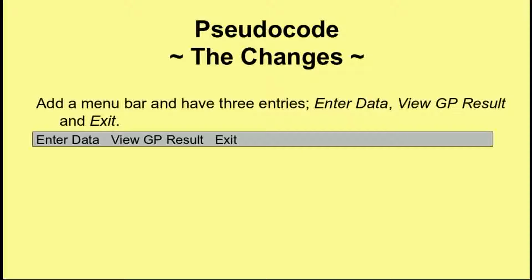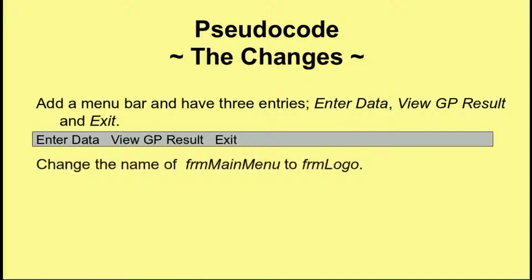Well, let's have a little think, because now I come to think of it, there are things that need to change. For example, we've missed out the exit. There's no way out of our program. And it's sensible to put the exit in a menu bar. And if we're going to put the exit in the menu bar, shouldn't we have a method of getting to the enter data form and a method of getting to the view Grand Prix results form?